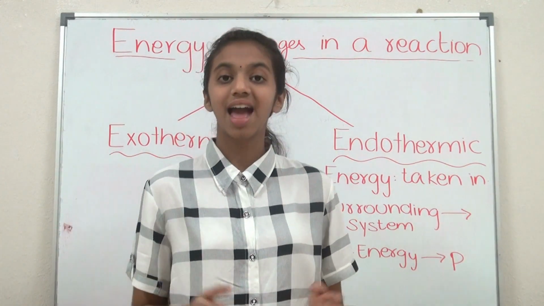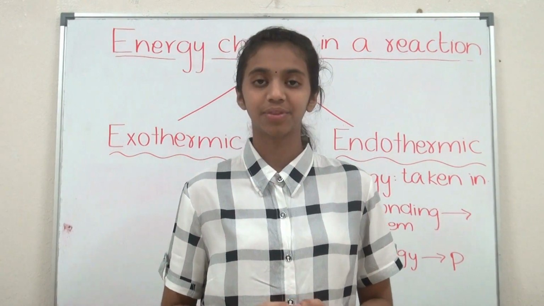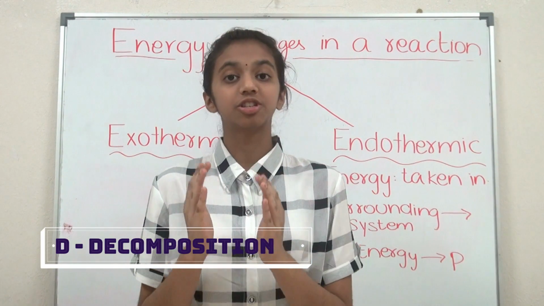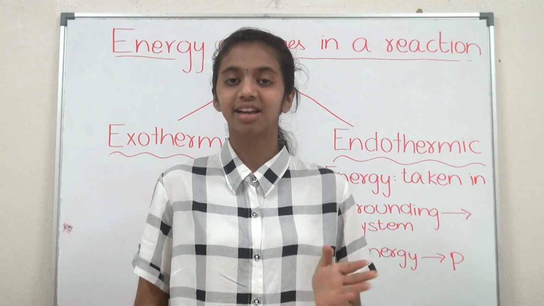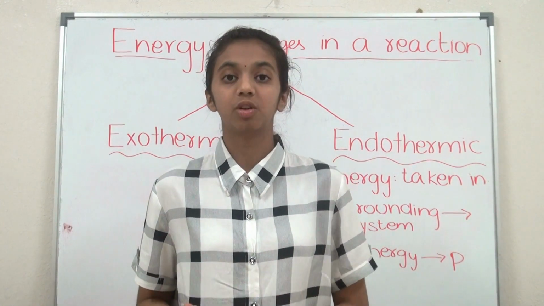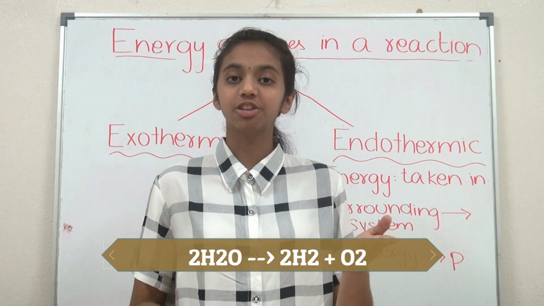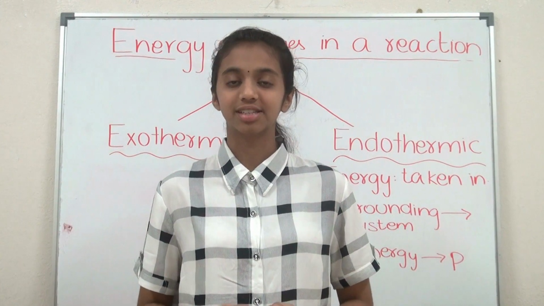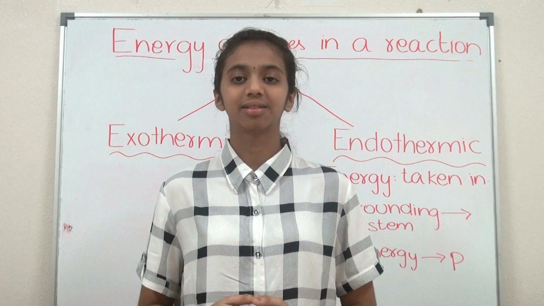Unlike exothermic, endothermic has only one type of reaction, which is the decomposition. A decomposition reaction always has only one reactant, which gives out two products. Take an example of water, which breaks down into hydrogen and oxygen. So these were the differences between exothermic and endothermic.